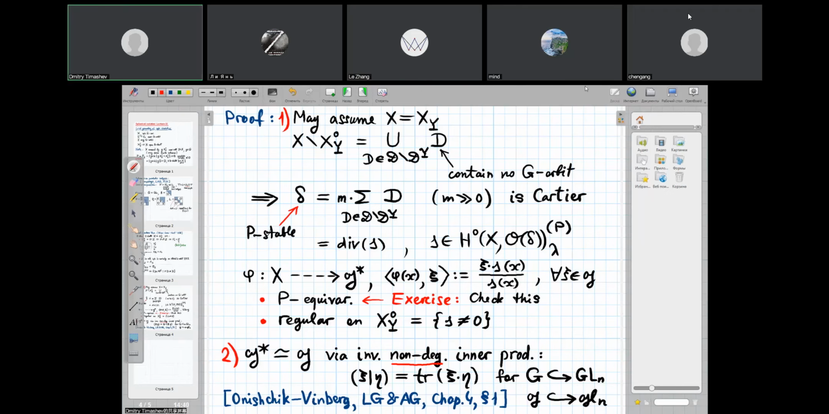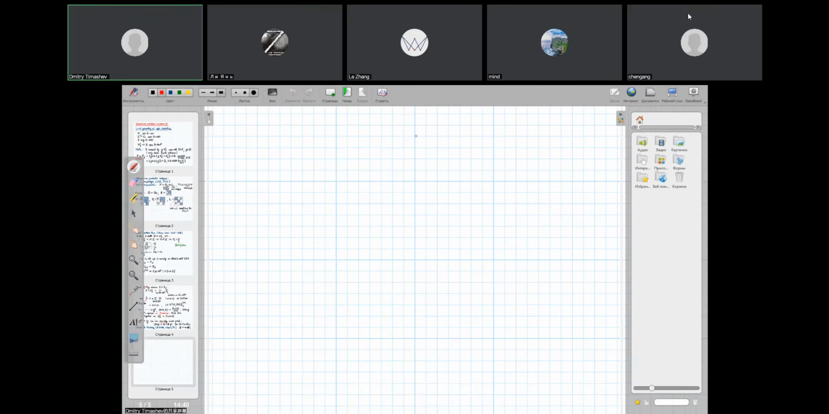Well, let's continue. So we have introduced an invariant inner product on the Lie algebra of my reductive group. And let me mention a couple of properties of this inner product. First, the inner product which we defined is non-degenerate also on the Lie algebra of T. This is just because T is also reductive.